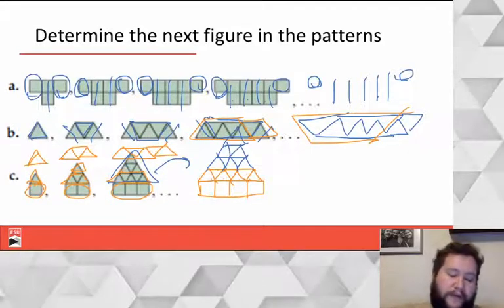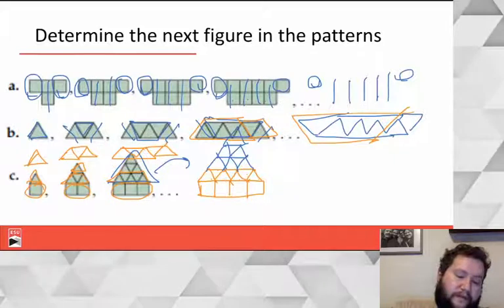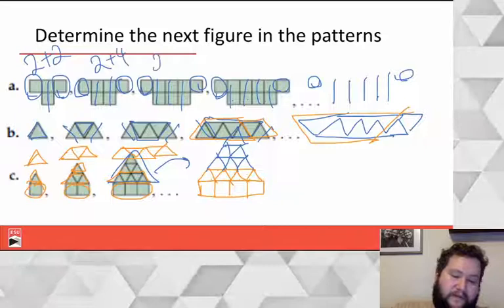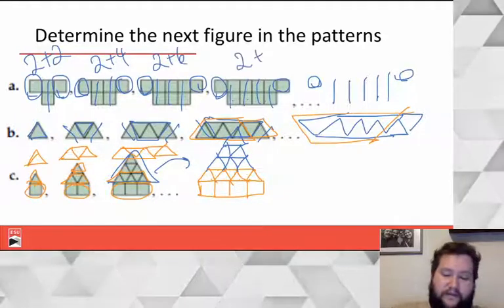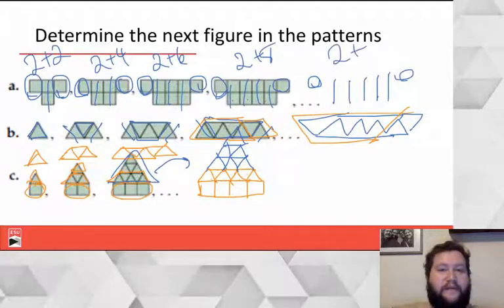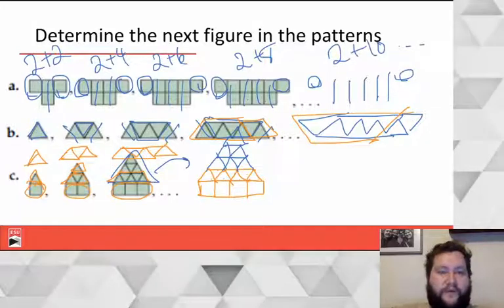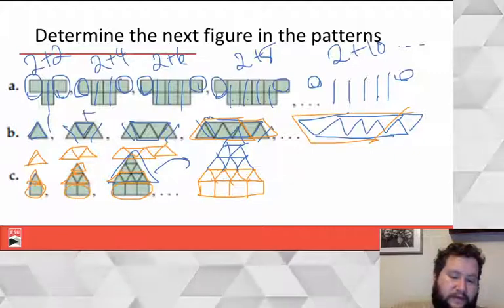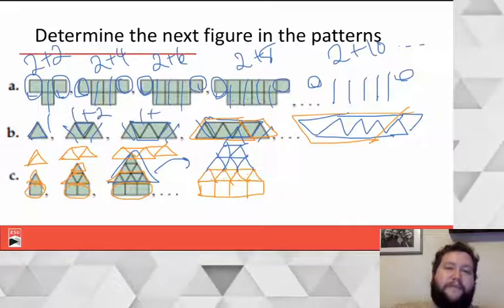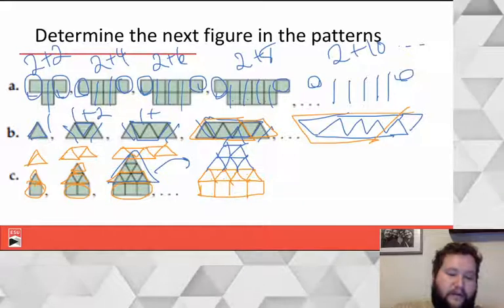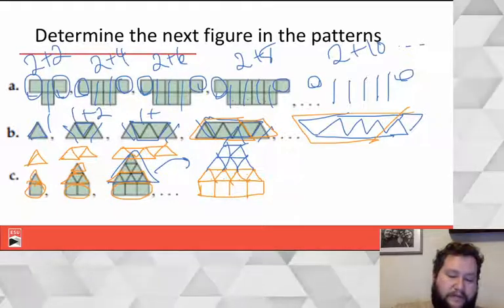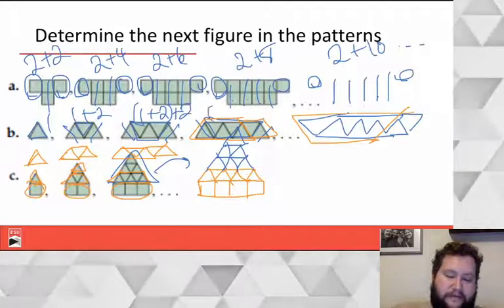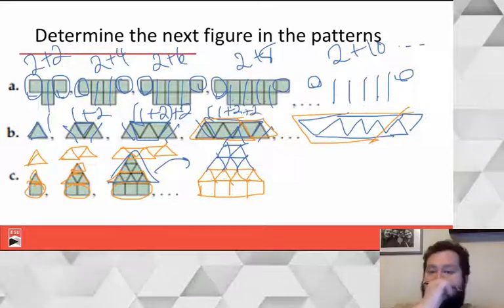And so if we wanted to, we could write this in numbers. Here we have 2 plus 2, 2 plus 4, 2 plus 6, 2 plus 8, 2 plus 10, and so on. Or here we have 1, 1 plus 2, and I just keep repeating it over and over. 1, 1 plus 2, and then I have my 1 plus 2 plus 2, and then I have my 1 plus 2 plus 2 plus 2.